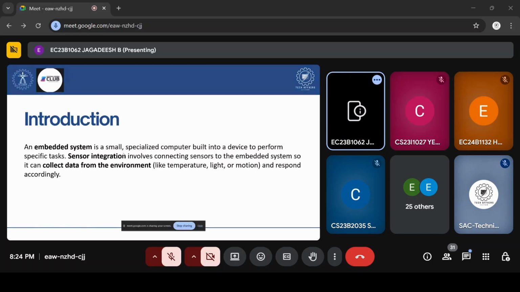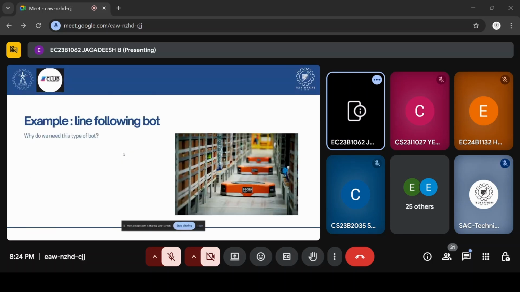So for explaining PID, I will just go with a really basic line following bot because it's only 1D, one dimensional. First of all, why do we need this kind of bot? A line following bot is a really basic version of an AGV, automated guided vehicle. These can be used in warehouses and factories to transport goods along a predefined path.